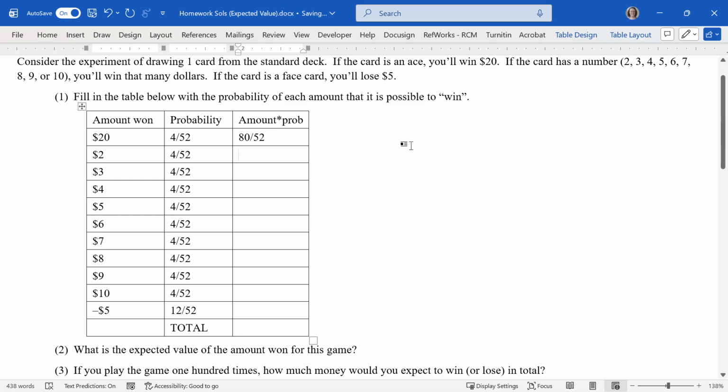Okay, so 2 times 4 over 52 is 8 over 52. 3 times 4 is 12. That's also over 52. 4 times 4, 16. 5 times 4, 20. 6 times 4. This is not very interesting so far. Just going through all of these. 8 times 4. 9 times 4. 10 times 4. Okay, the last one's a little trickier. 5 times 12, that is 60. Oh, and this is also negative right here. So this last one, make sure you keep the negative on there.